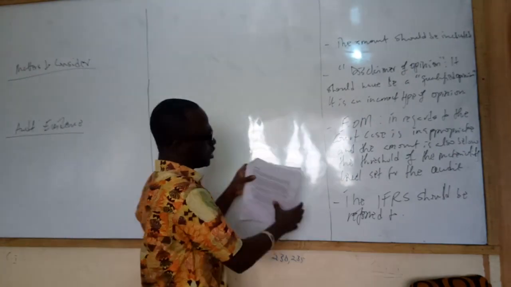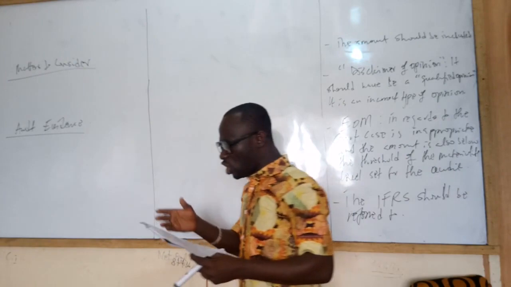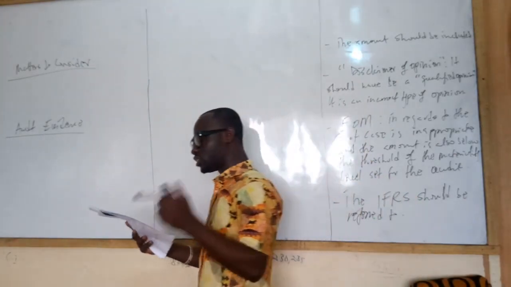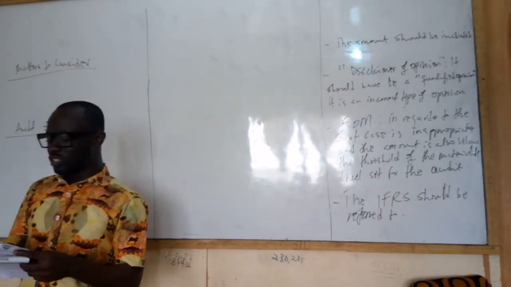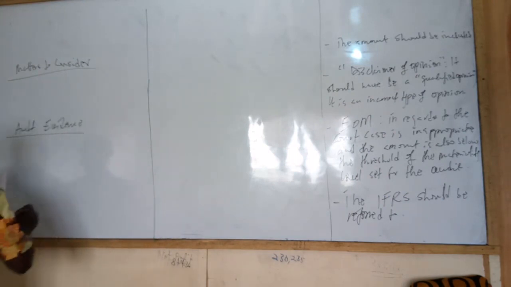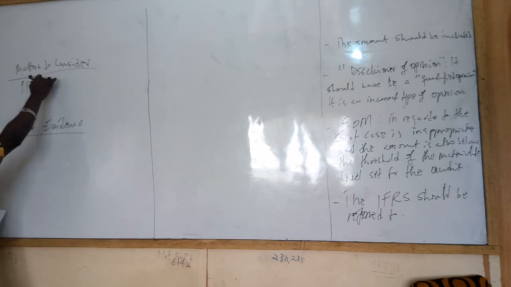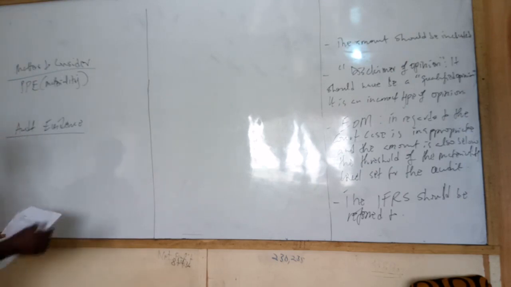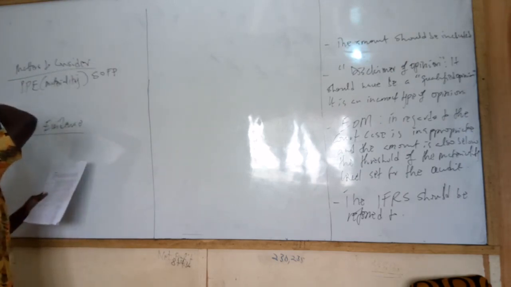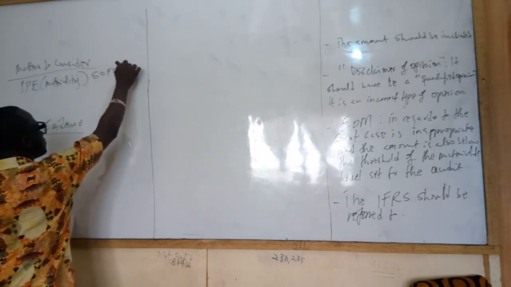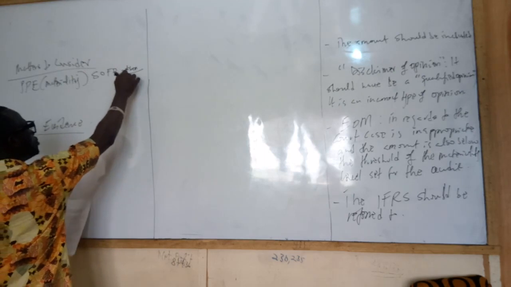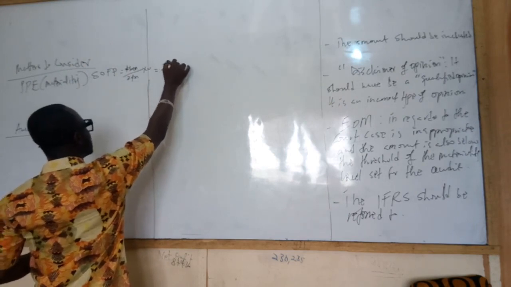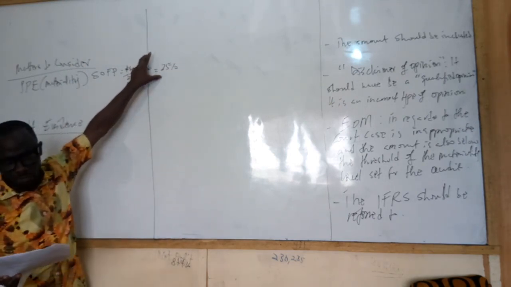So let's come to the matters to consider. If we look at this question carefully, we need to ask ourselves, what is the matter that we need to consider about it? The first thing, since this is about property, plant, and equipment, is to ask ourselves what is the materiality of the property, plant, and equipment to the statement of financial position. How do we get that? That would be 60 million over the total assets of 240 million. Makes sense? And that's how many percent? That's 25%. So it's quite material.